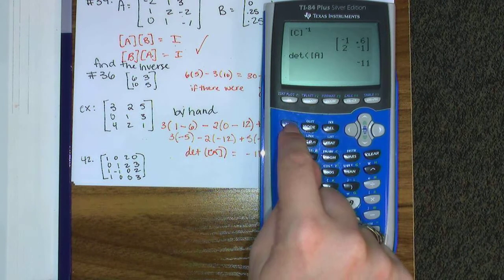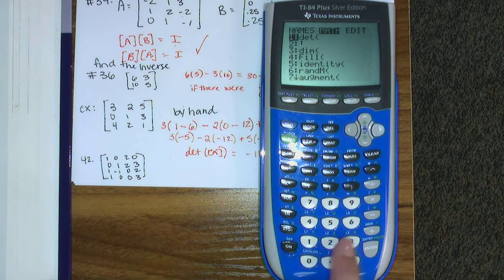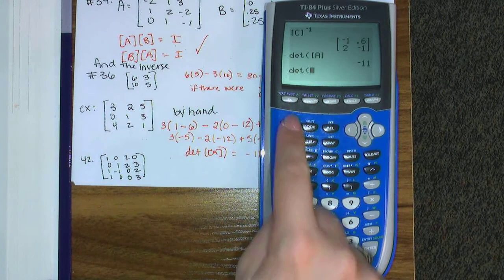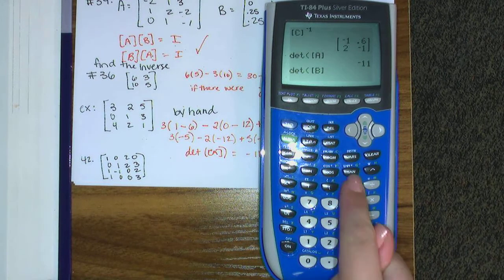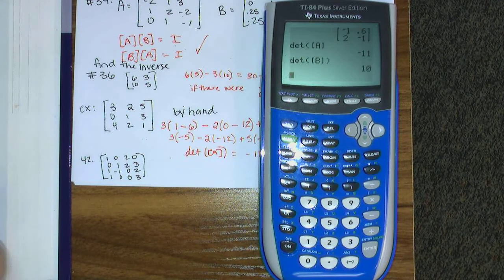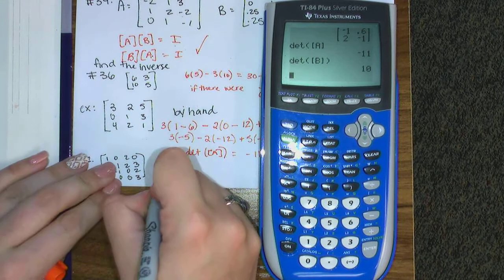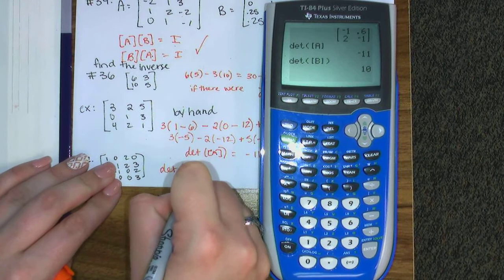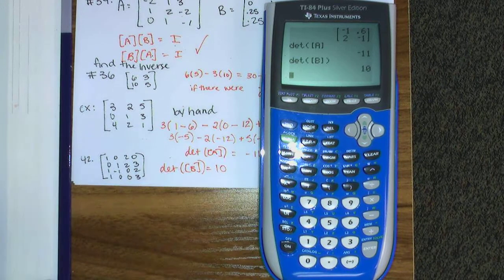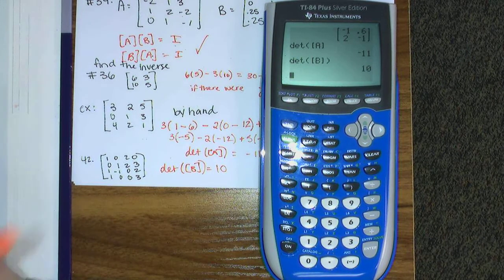So second matrix, math, determinants, number 1, and then second matrix, I need matrix B, because that's where I put it. And so that comes out to be 10, so the determinant of this is 10, courtesy of my calculator.